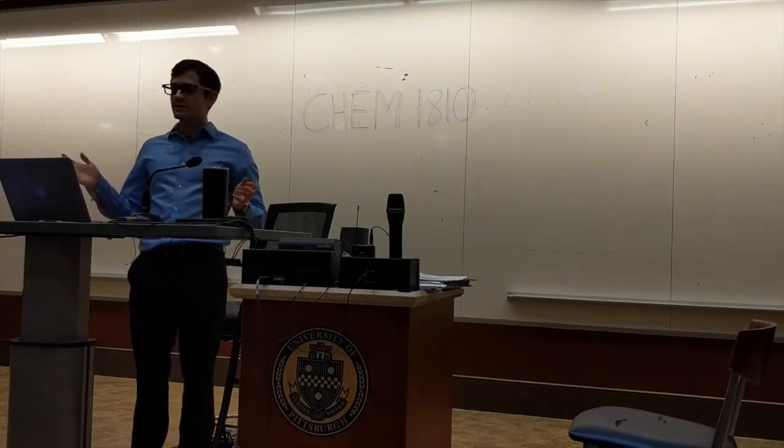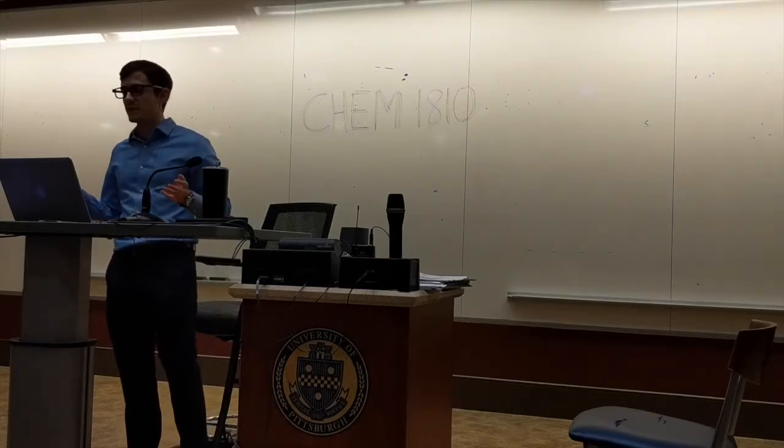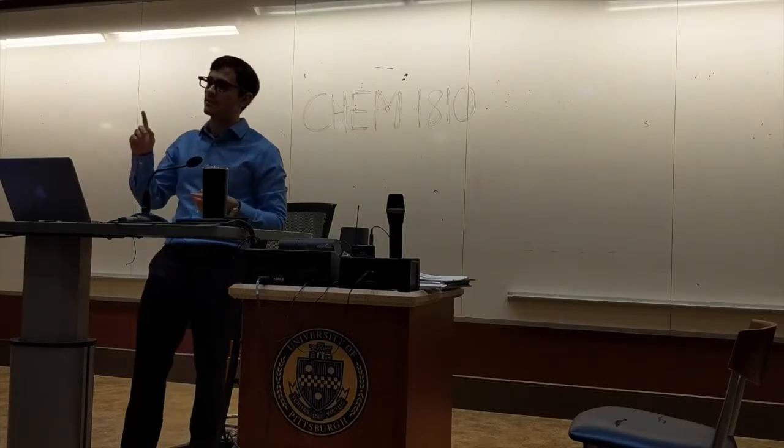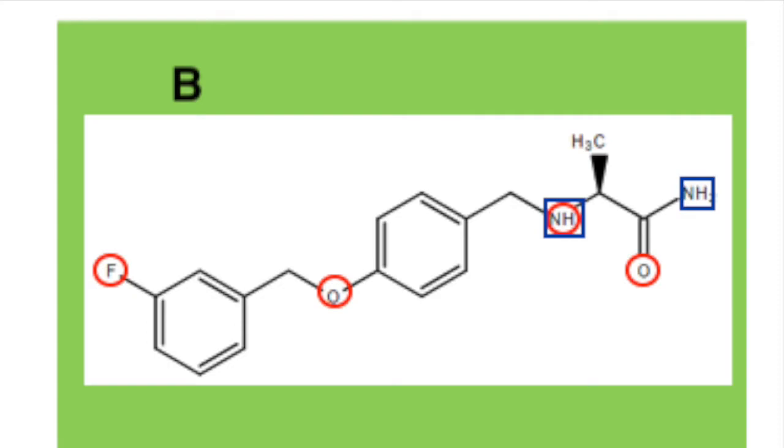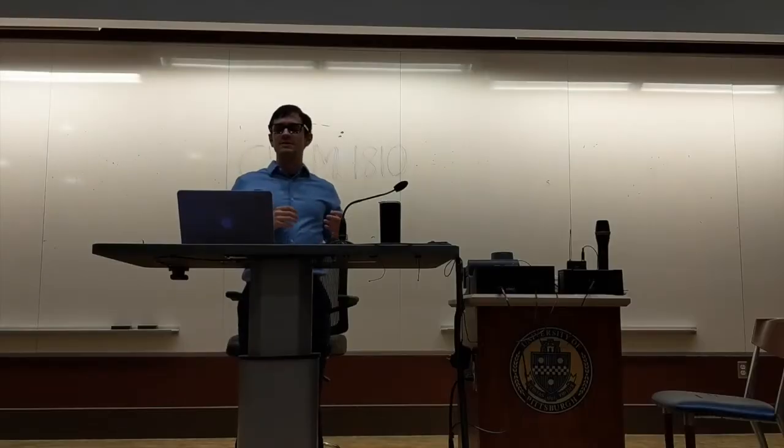Well, when you look at that, it's almost 5:15, but I think we have time for one more Top Hat question. Circle the H bond acceptors and put a square around the H bond donors. The correct answer is B. Great questions today, class, and I hope you all liked today's lessons on chemical biology and the drug safinamide.